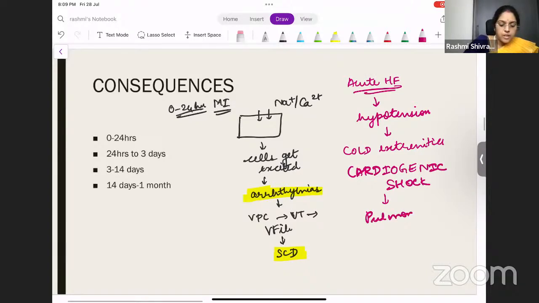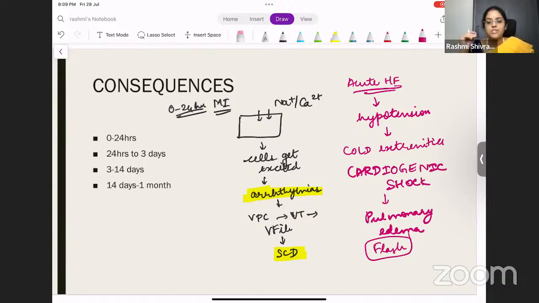And you have pulmonary edema. What is this pulmonary edema called, which happens in the immediate period? It is called flash pulmonary edema. It just happens like it's in a flash. So acute heart failure: there is hypotension, there is cardiogenic shock, there is pulmonary edema.